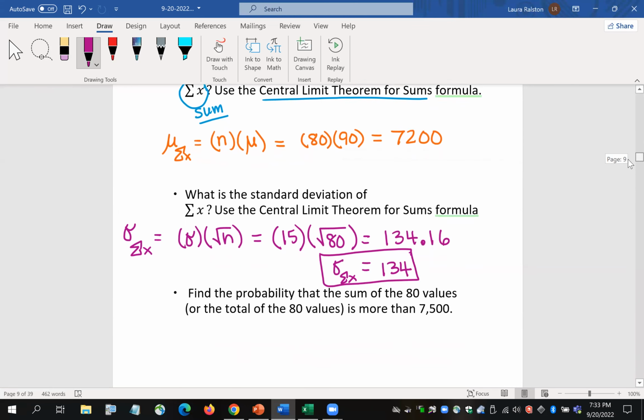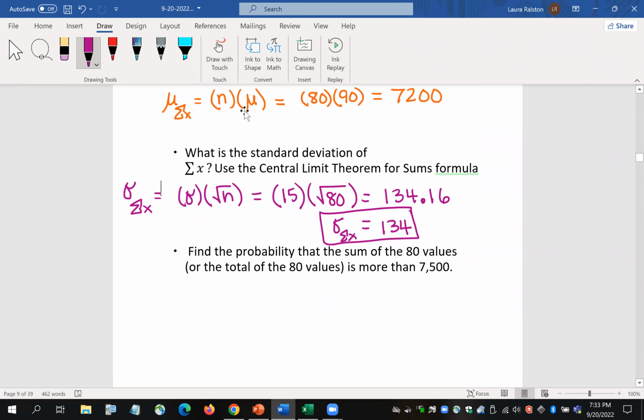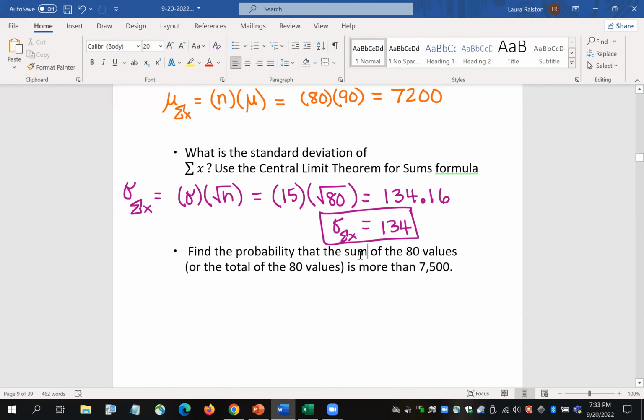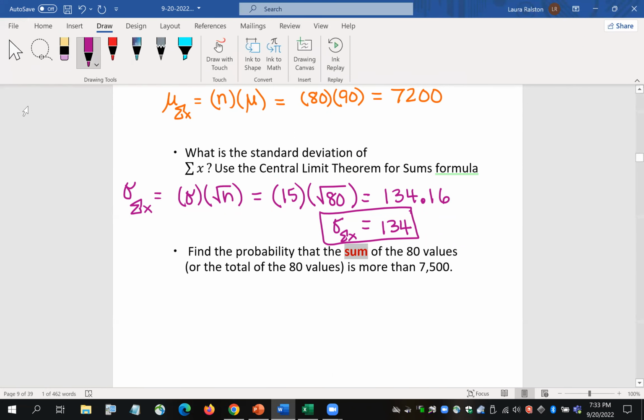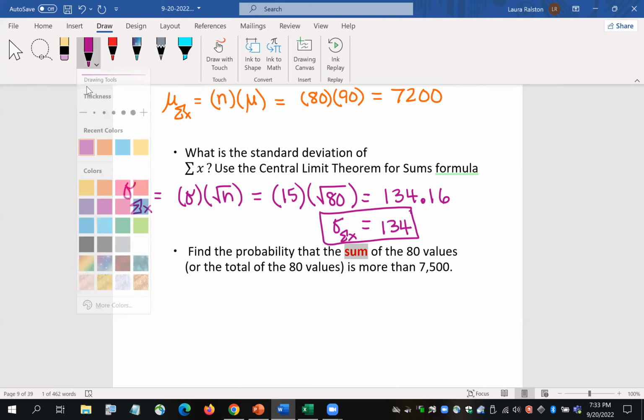So then we go on. So we now know we have a normal distribution with a mean of 7,200 and a standard deviation of 134. The question says, find the probability of the sum. Notice that in this problem, it uses the word sum. So again, that is one of the clues that I'm using the central limit theorem for the sum.